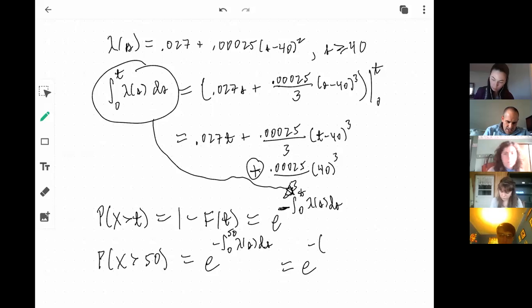0.027 times 50 plus 0.00025 divided by 3 times, what is it? I'm plugging in 50, so it's going to be times 1,000. Is that right? Because it's 10 cubed. And then it's plus 0.00025 divided by 3 times, what do I have, 40 cubed? The third power. Okay, I get like 6.76 repeating or something like that.